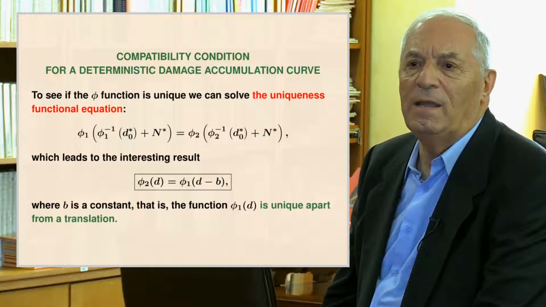We assume that there exist two functions phi1 and phi2 that provide the same damages for all possible combinations of initial damage d0 and number of cycles n, and conclude that the two functions must be related as in the box expression. In other words, apart from a translation of value b, we have uniqueness.